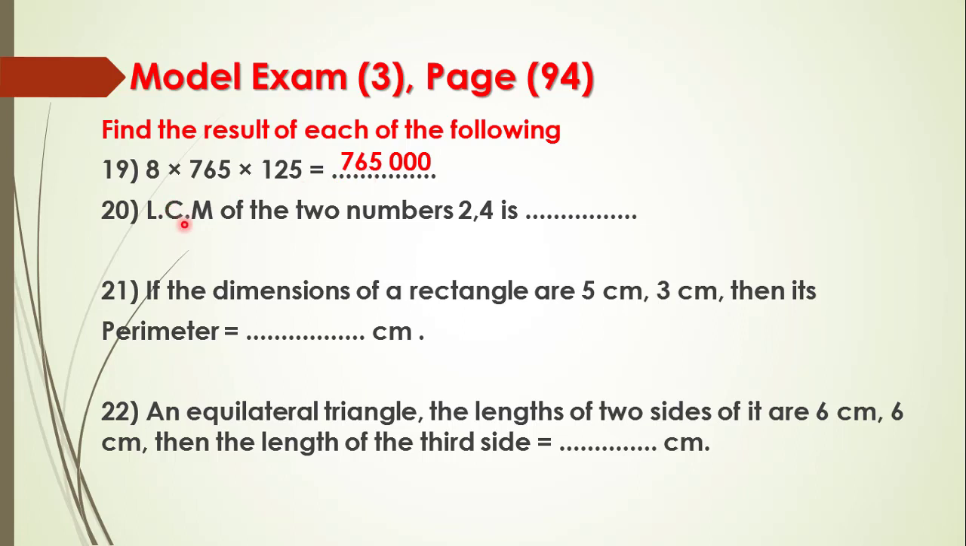Number 20. Lowest common multiple of two numbers, 2 and 4. Let's revise the multiples of 2: 0, 2, 4. The multiples of 4: 0, 4. So the common one is 4.